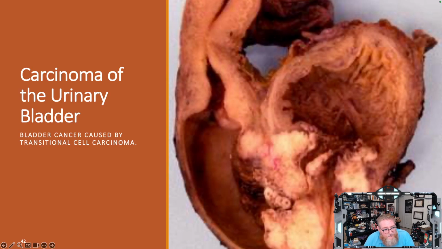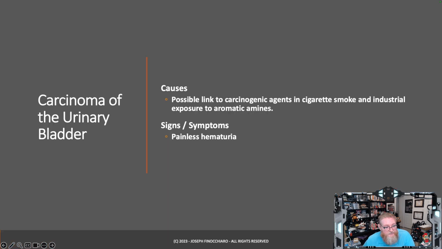Carcinoma of the urinary bladder, a bladder cancer caused by transitional cell carcinoma. Causes? Well, possible link to carcinogenic agents in cigarette smoke and industrial exposure to aromatic amines. And you can learn more about aromatic amines in the chemistry lectures. There is a playlist for that on my channel. Signs and symptoms is painless hematuria, so painless presence of blood in your urine.